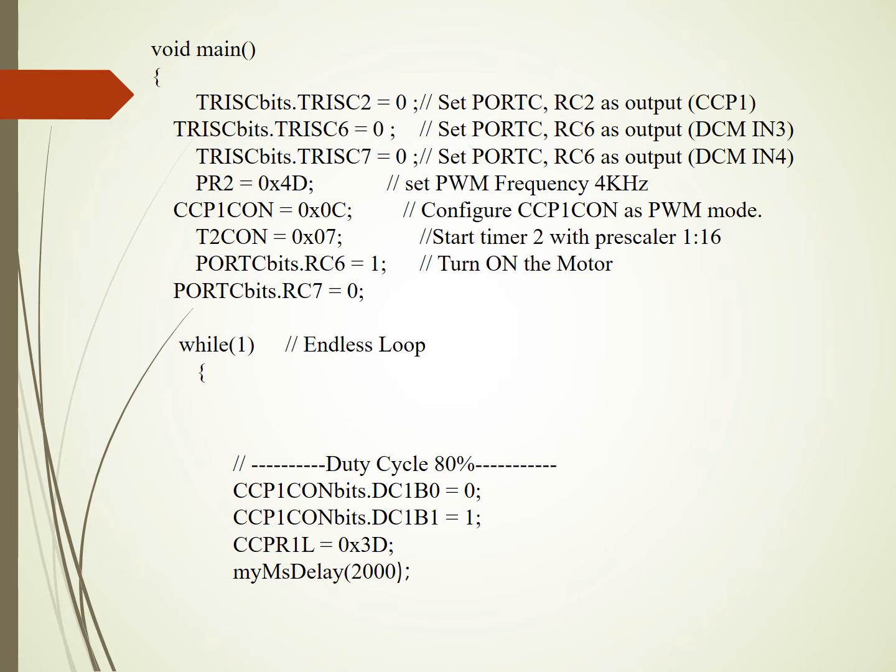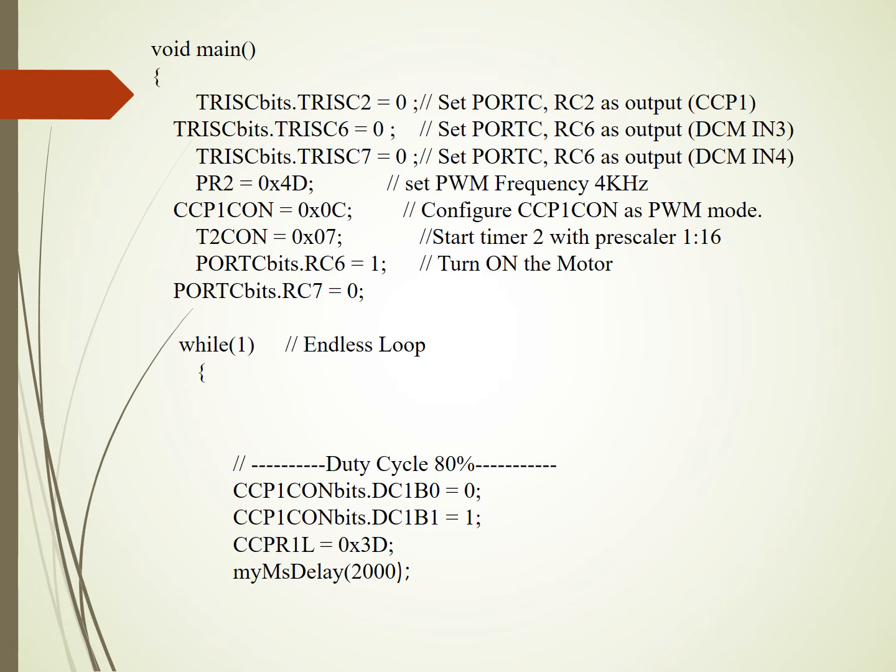The DC motor needs 2 pins, as a DC motor has positive and negative, and these are connected to C6 and C7. This is an output because you are going to see how the motor is moving. That's why we are making it 0. Then whatever PR2 value is calculated is written here. Then the CCP1CON register and the T2CON register with prescale value 1:16. And to turn on the motor, you have to give 1 to RC6.